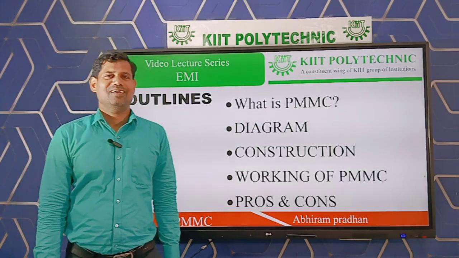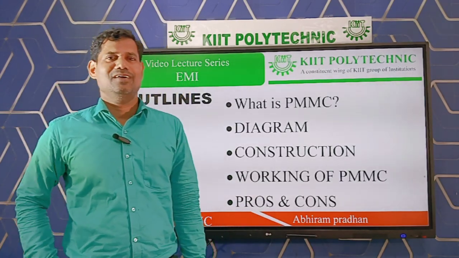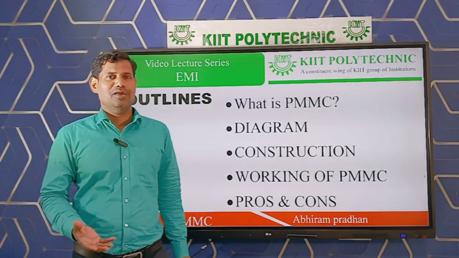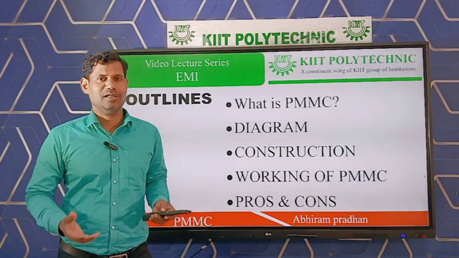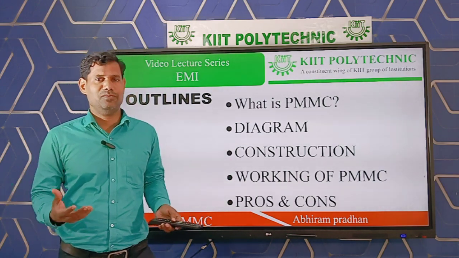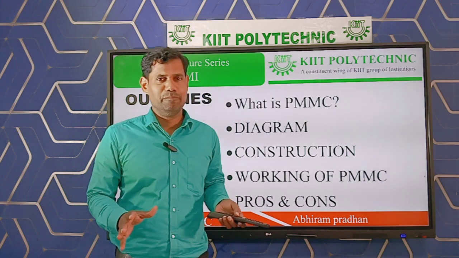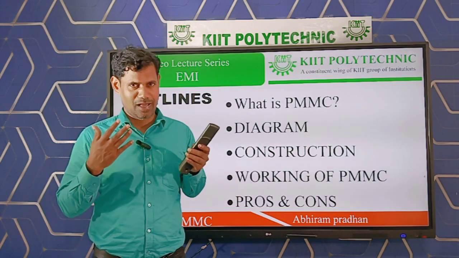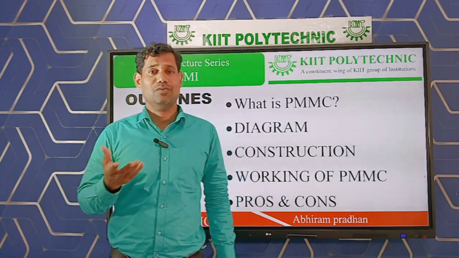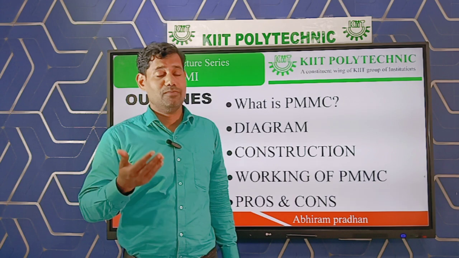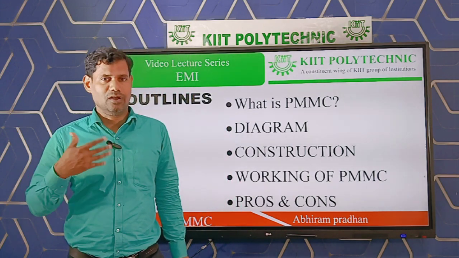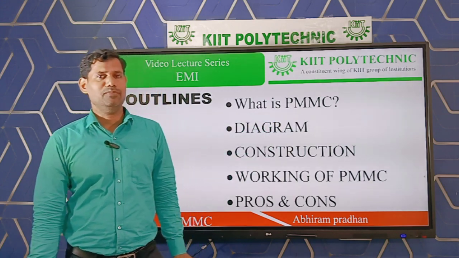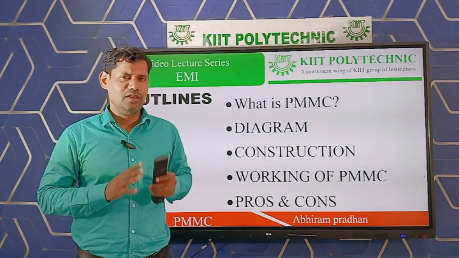Hello everybody. Today we will discuss some measurement topics. In that measurement topic, there is a very vital instrument. That vital instrument is our PMMC. PMMC is an abbreviation. What is the abbreviation for? It is a permanent magnet moving coil. Permanent magnet moving coil, that is the PMMC, and it is a very vital instrument.